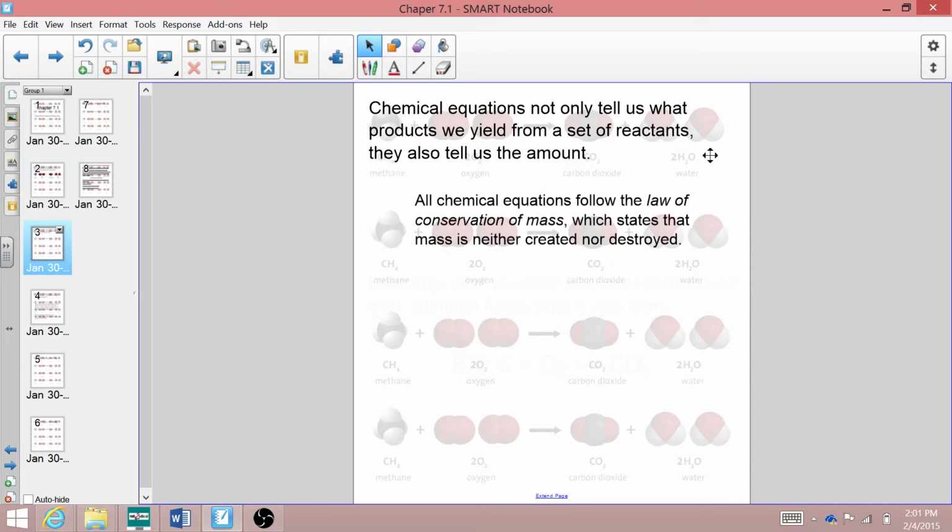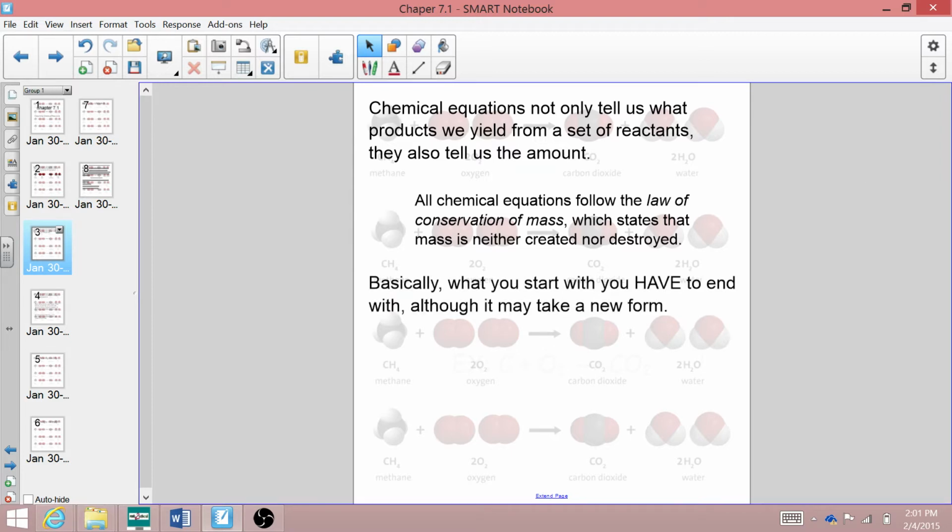Now, that is all based on something called the law of conservation of mass. And the law of conservation of mass tells us mass is neither created nor destroyed. Basically, you can't just make an atom out of nothing, and you can't just destroy it either. Whatever you have to start with, you have to end with. It may take a new form, but everything you start with has to be there in the end.